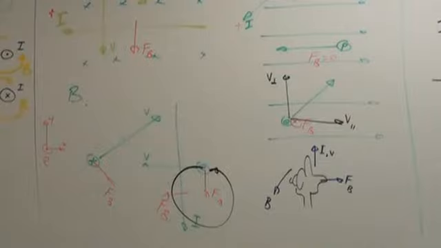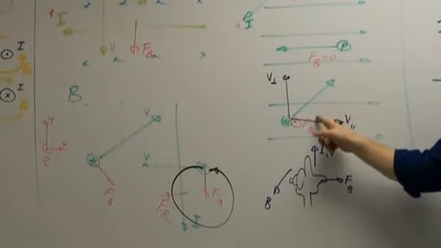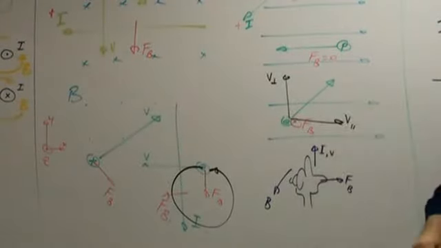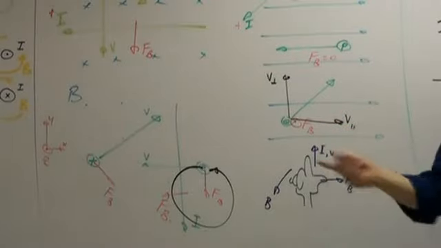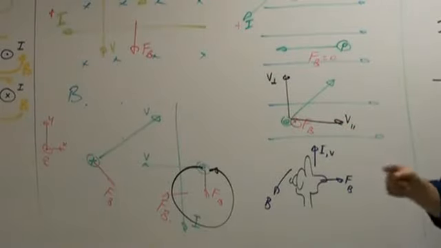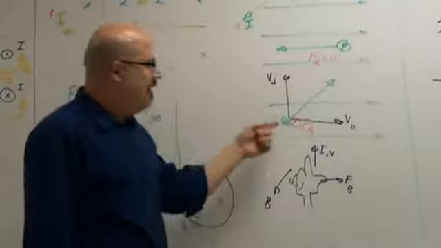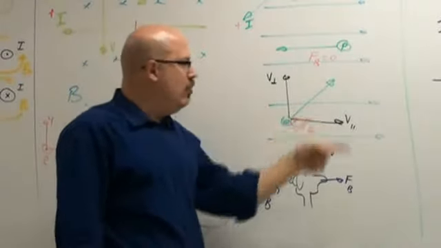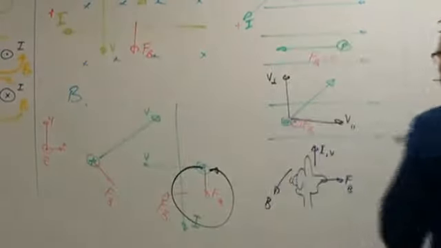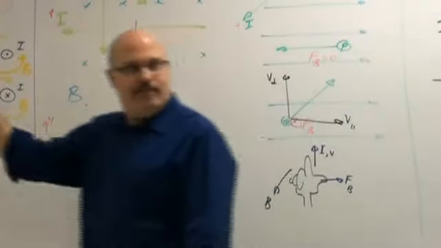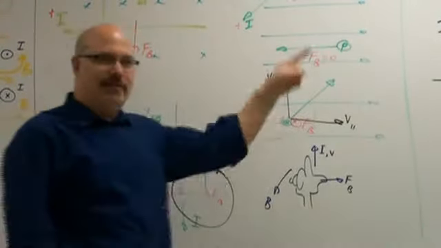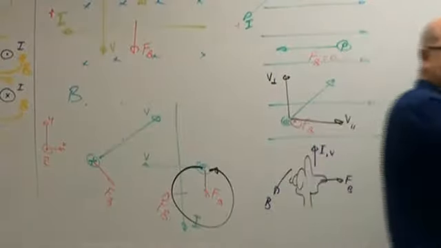Anytime the charge enters the magnetic field at an angle other than 90 and other than 0 or 180, it will helix. If it's 0 or 180, it just goes straight through. If it's at 90, it'll go in a circle. If it enters at an angle, then it will helix along the magnetic field line, either with the magnetic field line or opposite the magnetic field line. If it's negative, it will helix this way. If it's positive, it will helix this way.